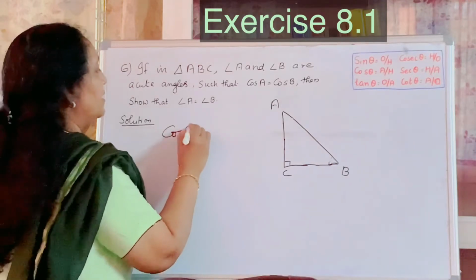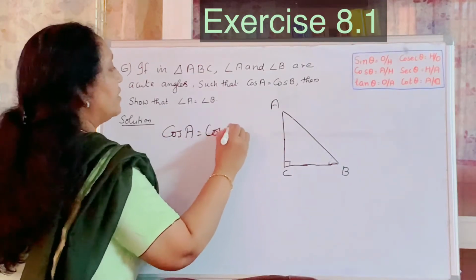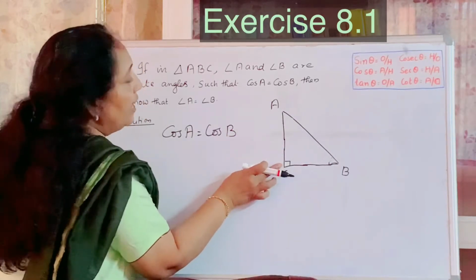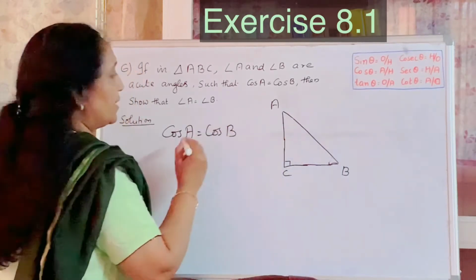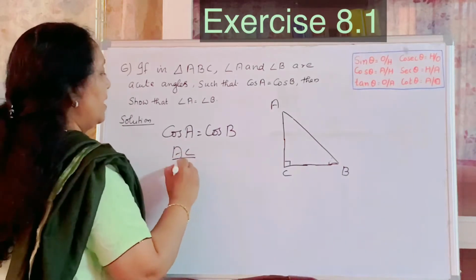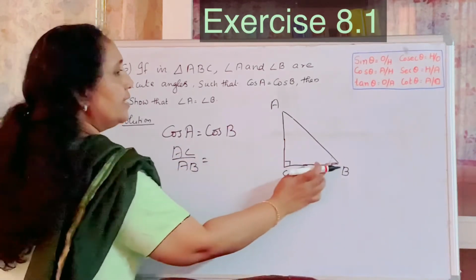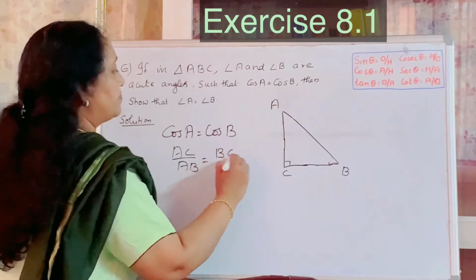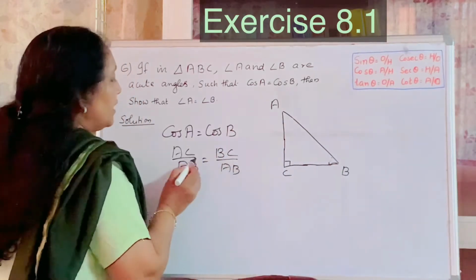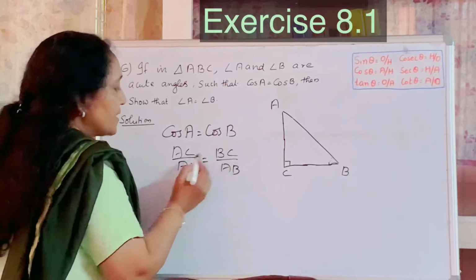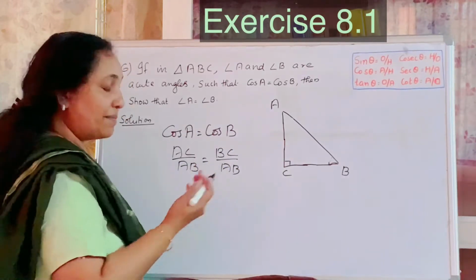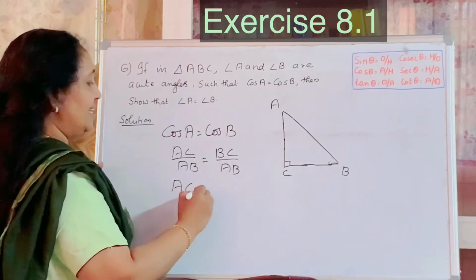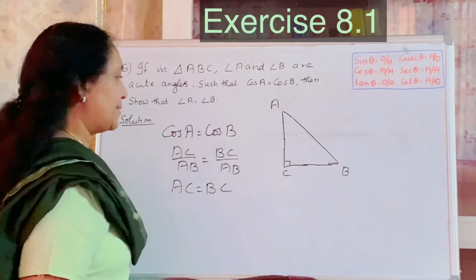Cos A is equal to cos B. Then what is cos A? Cos A is adjacent side of angle A divided by hypotenuse. That is AC by AB. Then cos B is BC by AB. Then in these two fractions, the denominators are same. That means numerators also same. That means AC is equal to BC.